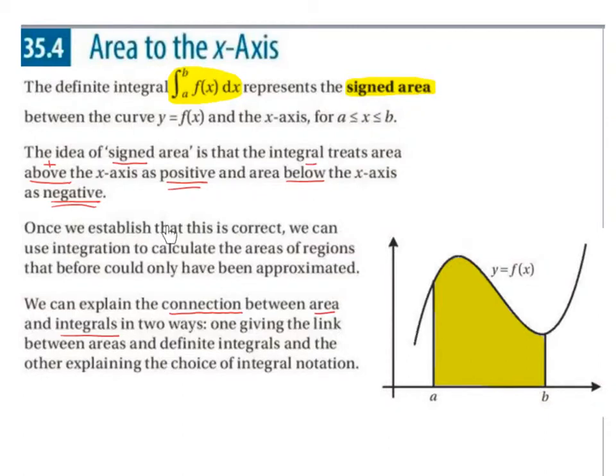Once we establish that this is correct, we can use integration to calculate the areas of regions that could only have been approximated. We can explain the connection between area and integrals in two ways. One giving the link between areas and definite integrals, and the other explaining the choice of integral notation.